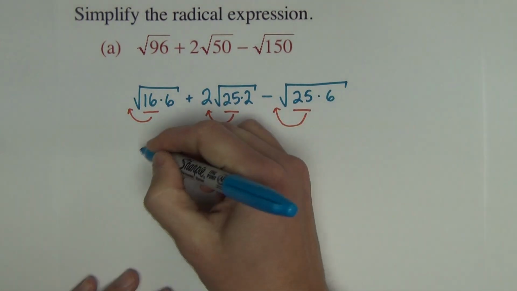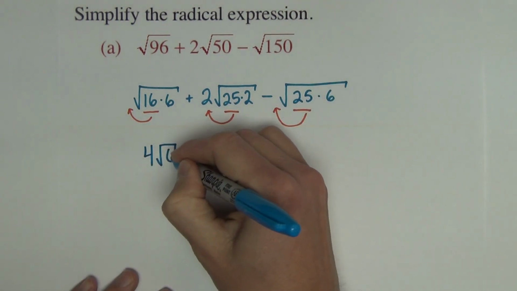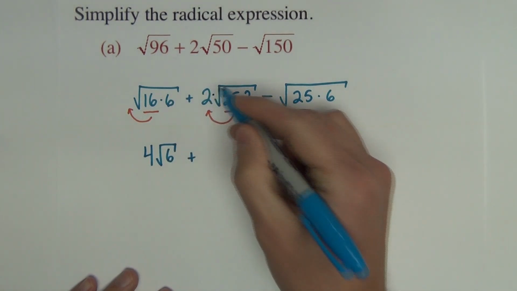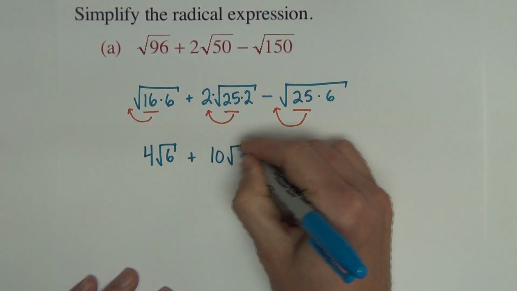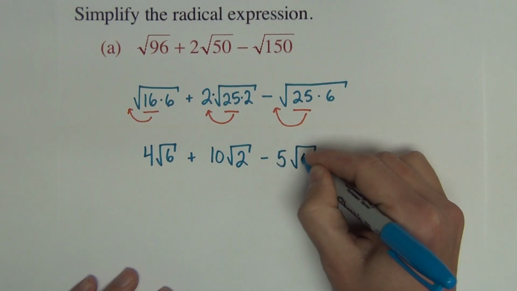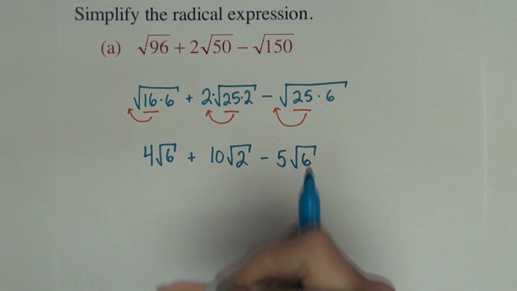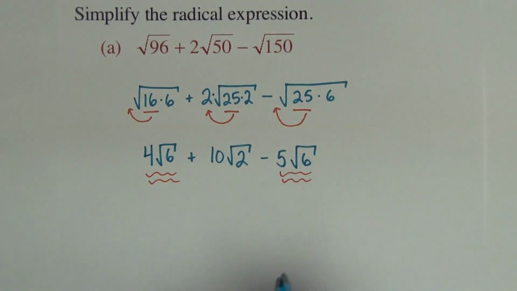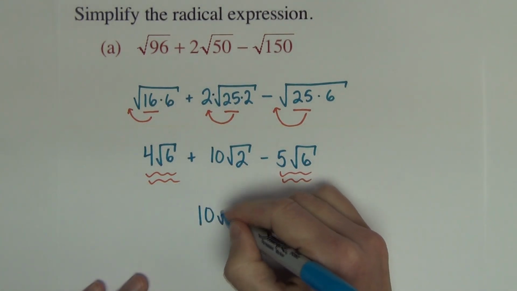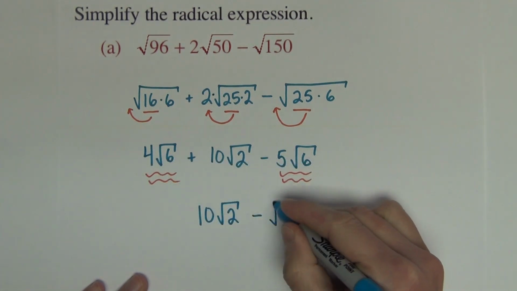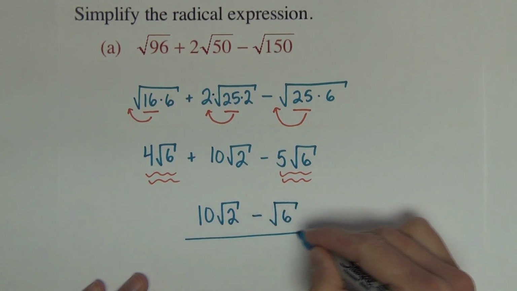Okay, so 16 comes out as 4. 25 comes out as 5, and we'll multiply the 2 that's already there, so that makes 10. 25 comes out as 5. And we're here. Now we can only add and subtract the ones that are alike, and by alike we mean have the same number underneath the square root. So we get this 10 square root 2, and 4 minus 5 is negative 1 square root 6.